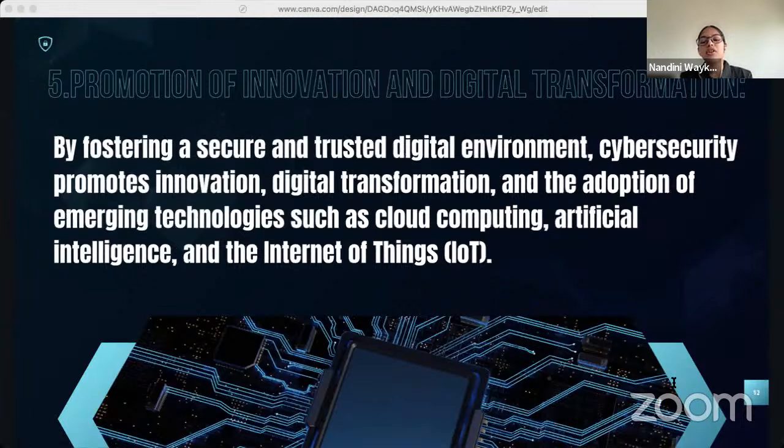So overall, cybersecurity is essential for protecting individuals, businesses, governments, and critical infrastructure from very dangerous cyber threats. Maintaining trust and confidence in digital systems and enabling the safe and secure use of technology in today's interconnected world is very, very important. Since we have talked about artificial intelligence, AI, let's see what is the role of AI in cybersecurity and cyber threats.